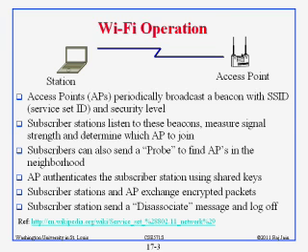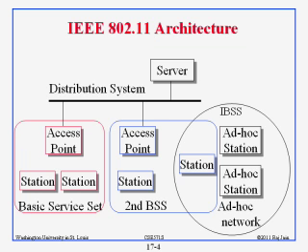Anyway, if you want to learn a little more about Wi-Fi than what is in the book, Wikipedia is there to help. But basically, the access points are connected together by a wired network, which is called a distribution system. Each access point serves a set of stations which are called a basic service set.